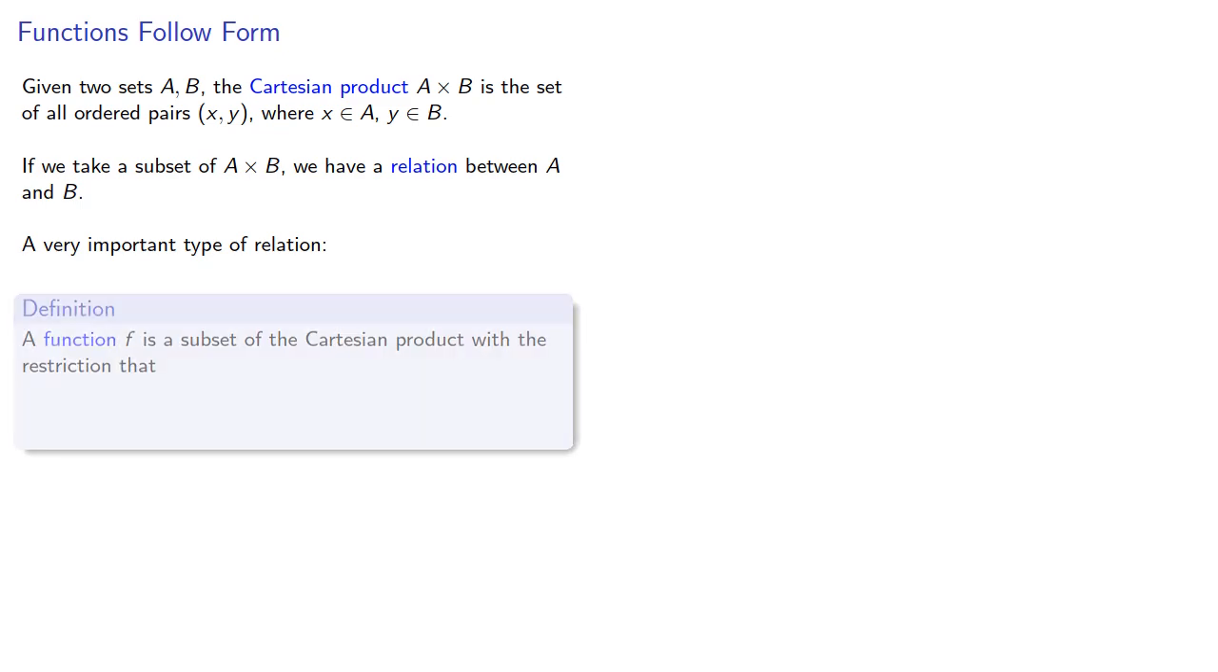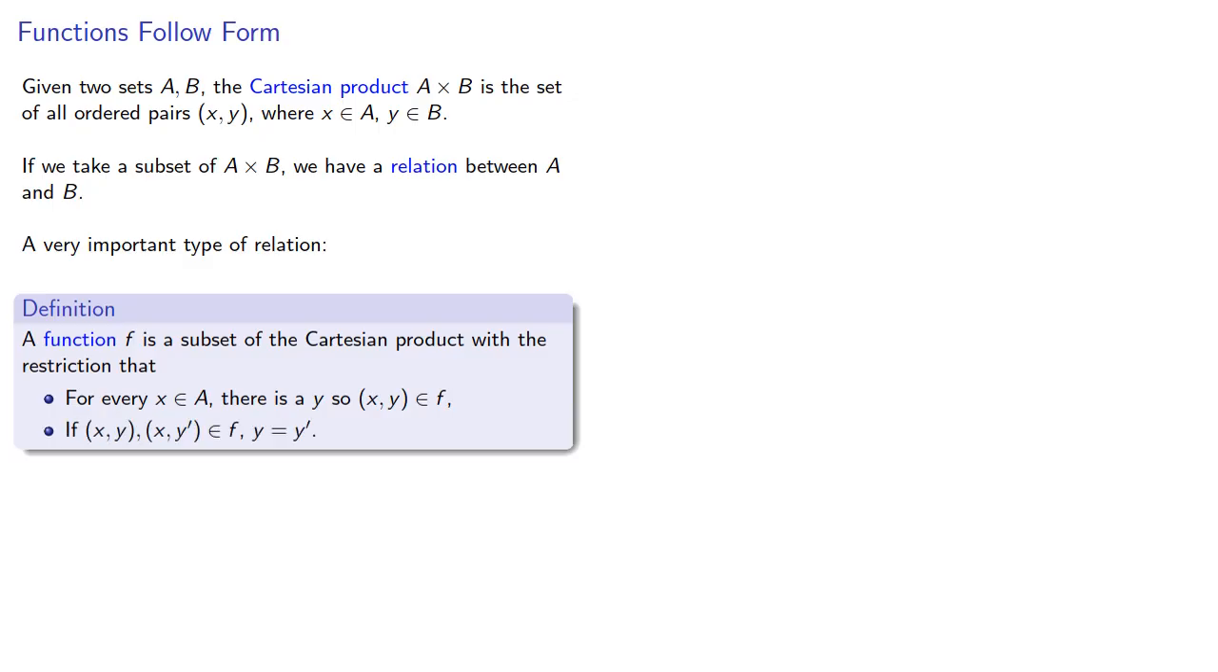A function is a subset of the Cartesian product with the restriction that every x in A has an associated y, so that the ordered pair xy is an element of the function. And if xy and xy prime are both elements of the function, the second component has to be the same. Metaphorically, every x in A has a unique soulmate in B.